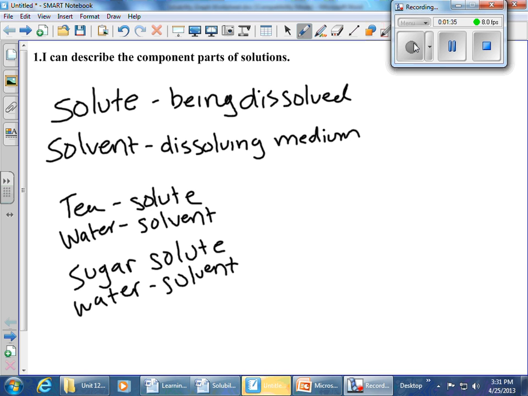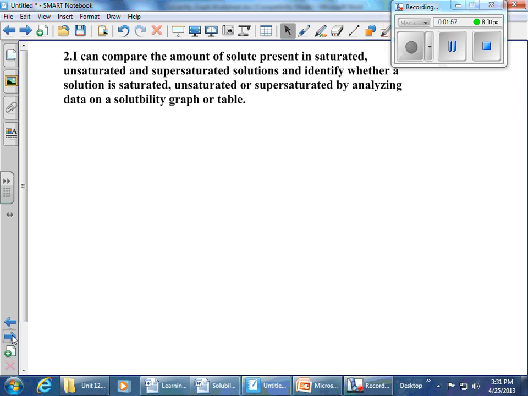The solute is also considered the smaller part. The solvent is the larger part, because once you aren't in that equilibrium anymore, that's when you get a saturated solution. So learning target 1, let me know if you have any questions on it. Number 2 is I can compare the amount of solute present in saturated, unsaturated, and supersaturated solutions.